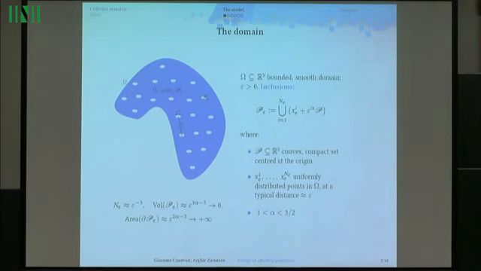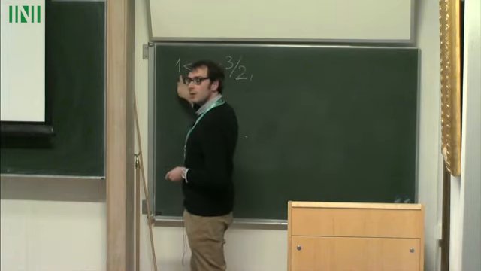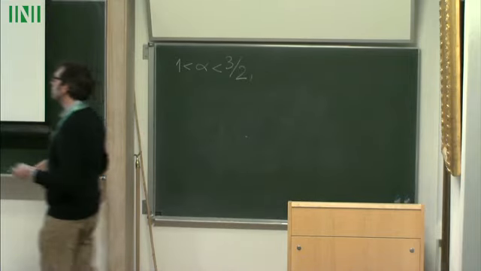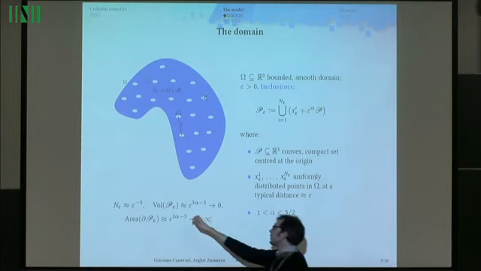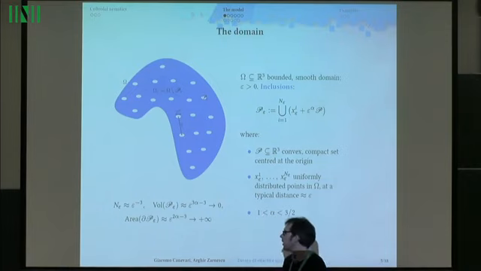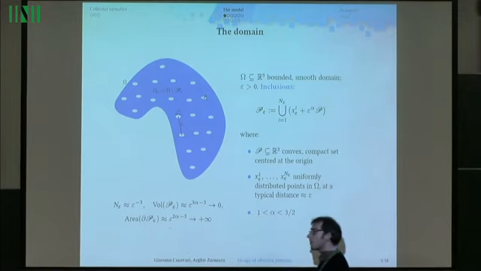In fact, our parameter alpha will not only be bounded from below, but also from above. Alpha is between 1 and 3/2, and physically that corresponds to a situation where the total volume occupied by the inclusions is going to 0 as epsilon goes to 0, so it's small, but the total surface area is large. It's going to infinity as epsilon tends to 0.